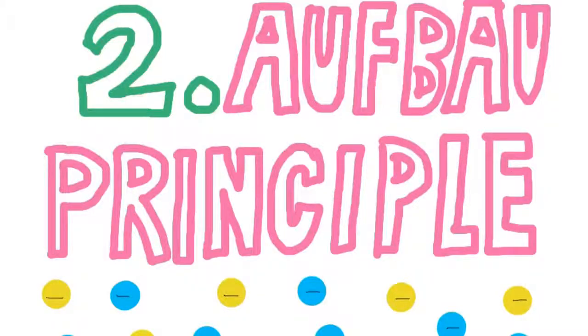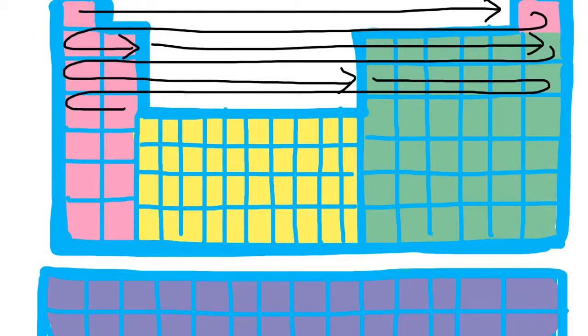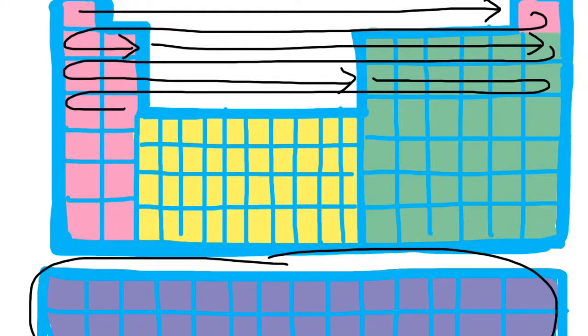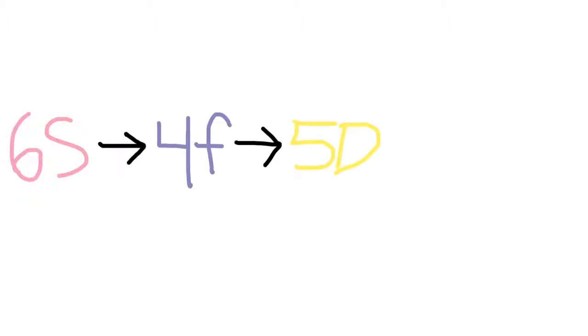The Aufbau principle applies to the order of orbital sublevels along the periodic table. It goes from 1s to 2s to 2p to 3s and so on. The order will continue to snake down the periodic table. However, once we reach 6s, the next sublevel will be 4f, and once we reach 7s, the next sublevel will be 5f. For example, if we were to start at 6s, the next sublevel would be 4f, then 5d, then 6p, and so on.